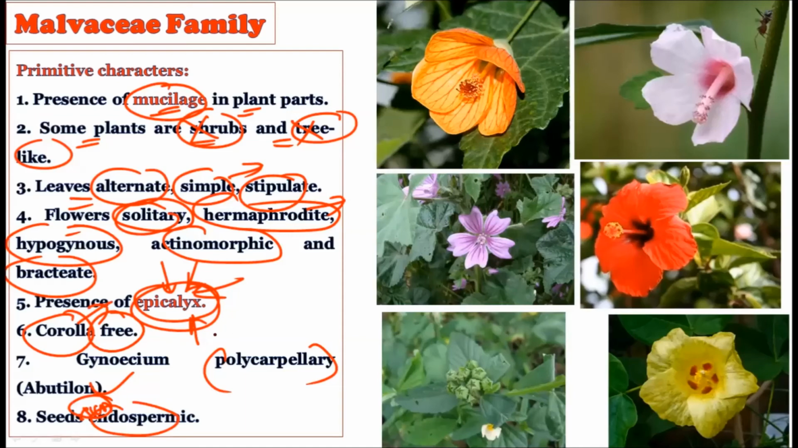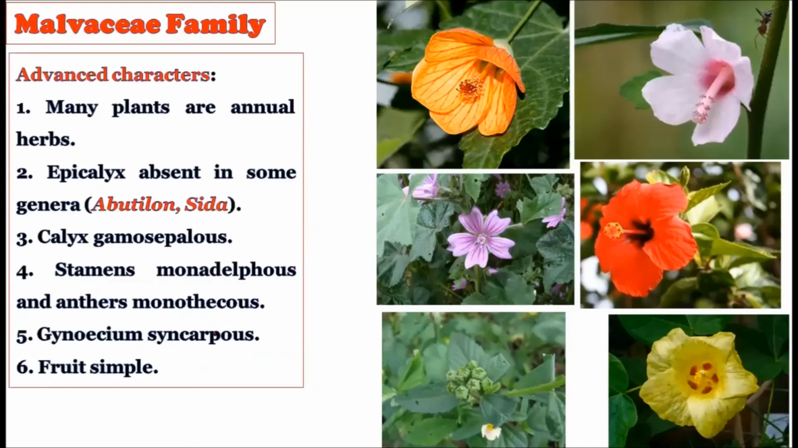So the presence of endospermic seed in some species also makes this family very primitive, okay. So all these points make this particular Malvaceae family a primitive family, right? Now which points make them a very advanced family?